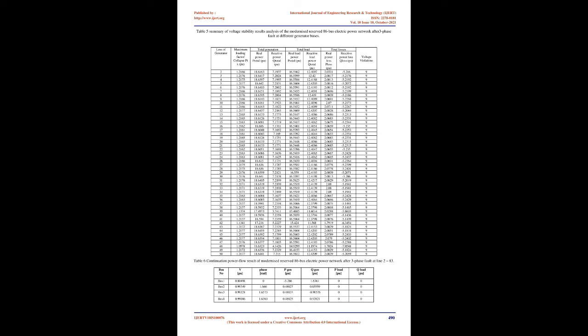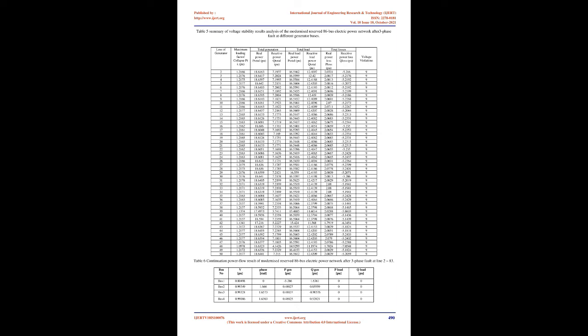Majority of the critical bus voltages of the modernized network fall within the acceptable voltage profile range or voltage stability indices of plus or minus 5% tolerance of the rated value, that is, 0.95 pu, 313.5 kV, to 1.05 pu, 346.5 kV, as shown in Table 3 and Figure 9 respectively. It means that the modernized reserved 86-bus electric power network is a stable network due to availability of adequate power generation and transmission capacities.